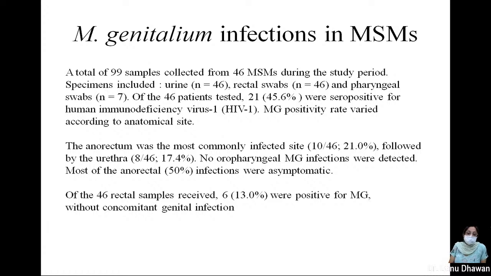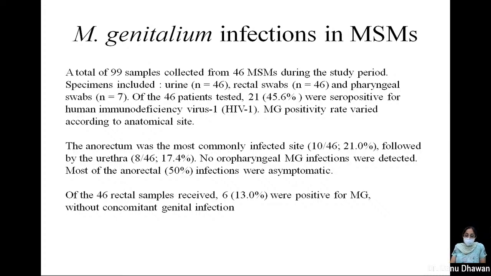Now here next is M. genitalium infections in MSMs. This is another important thing which you must now know about. Be aware of it. We've had a study from our center and we found that in MSMs, the anorectum was the most frequently infected site, followed by the urethra. So it can occur even exclusively. It's not that you need co-infection of both sites. You can have independent rectal infection depending upon the sexual history of the patient. We did not find any oropharyngeal infections, and of greatest concern, most of the anorectal infections were asymptomatic.